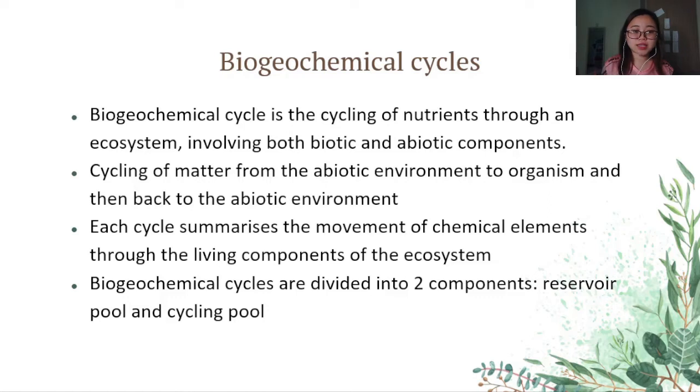Jadi secara ringkasnya, kalau mau translate apa yang ada dalam teks ini, first kita tengok definisi biogeochemical cycle. Itu adalah poin pertama. Okay, so the first point was just the definition. Ini adalah kitaran elemen itu. Melalui seluruh ekosistem, dia masuk dan keluar daripada komponen abiotik dan komponen biotik. Dan yang penting, paling hujung ni kita cakap, biogeochemical cycle dibagikan kepada dua komponen, reservoir pool and cycling pool.